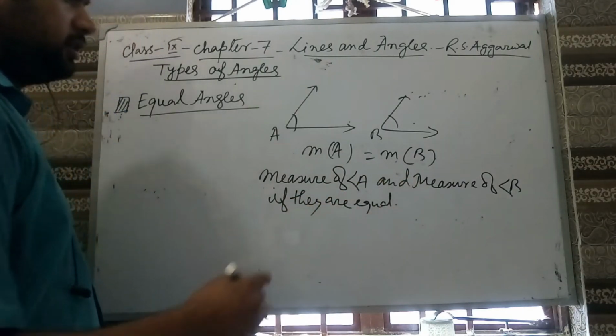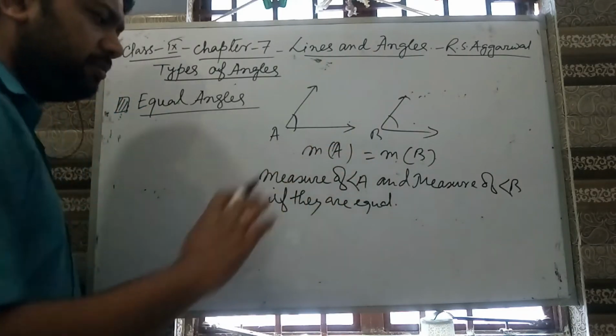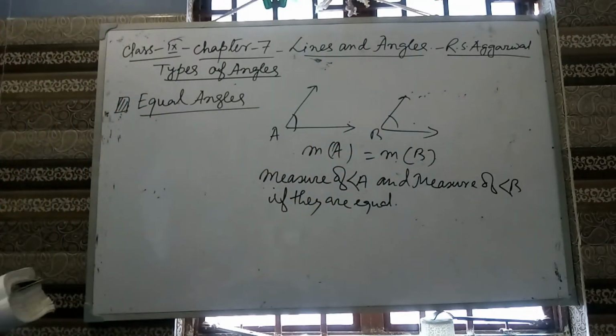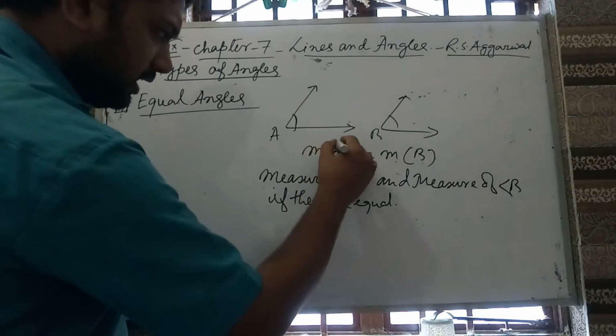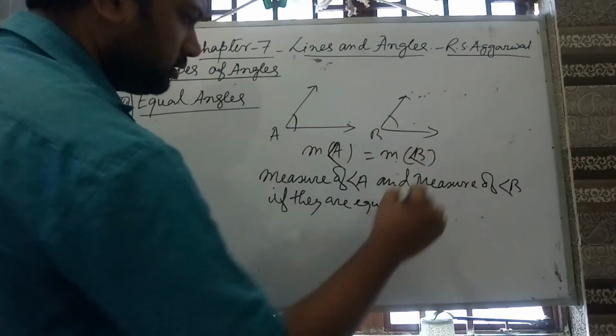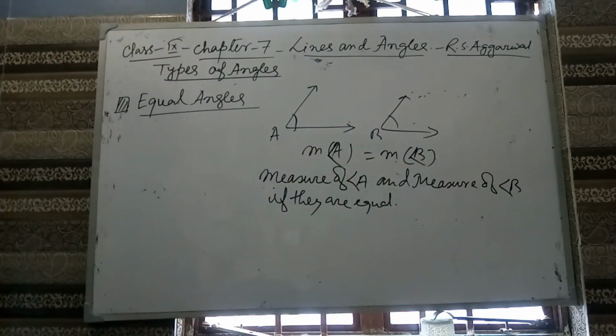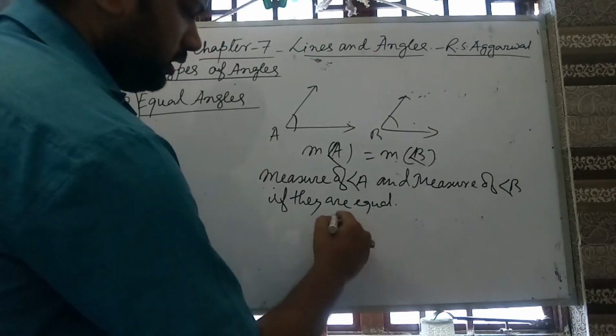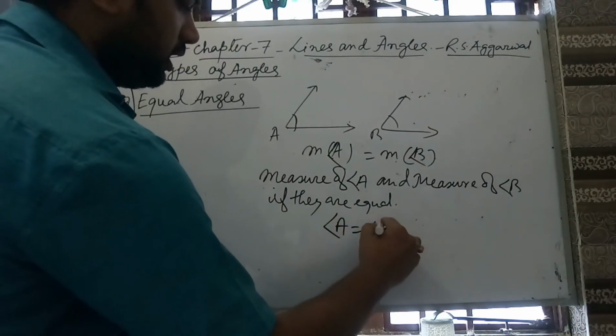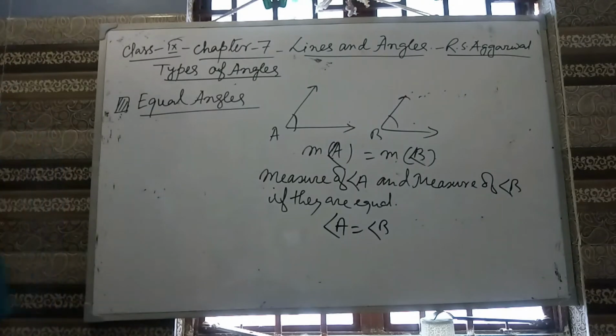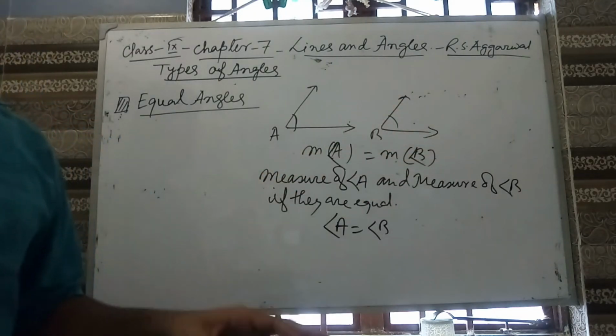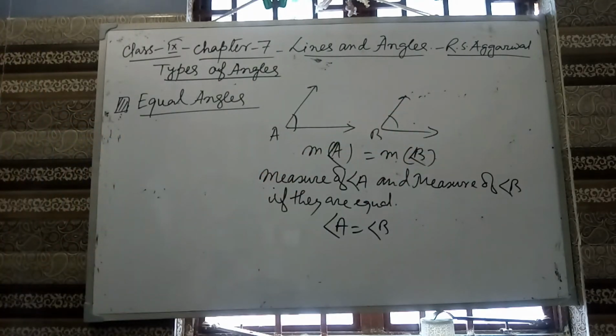If the measure of angle A and the measure of angle B are equal, you can give the angle sign over here and here also. Then these two angles, angle A and angle B, are equal. Example, suppose angle A is 30 degree, angle B is 30 degree. So their measurements are equal, so these two angles will be equal.